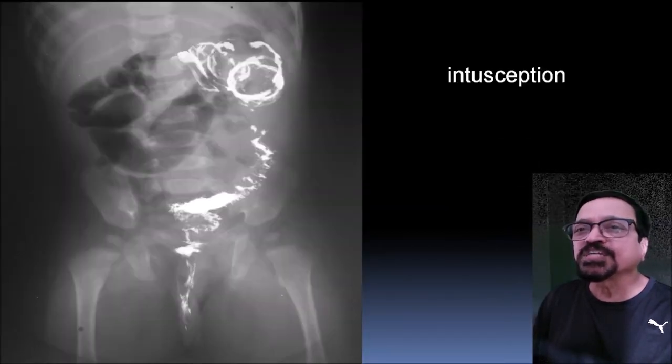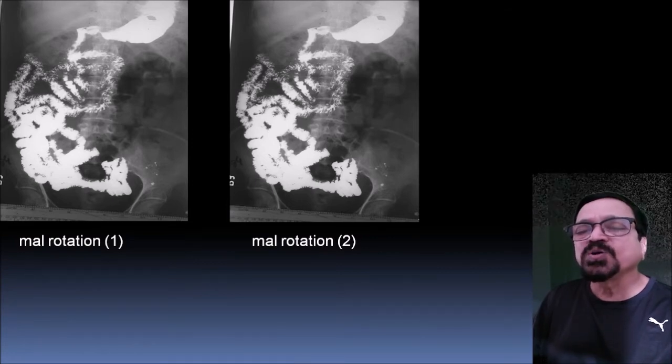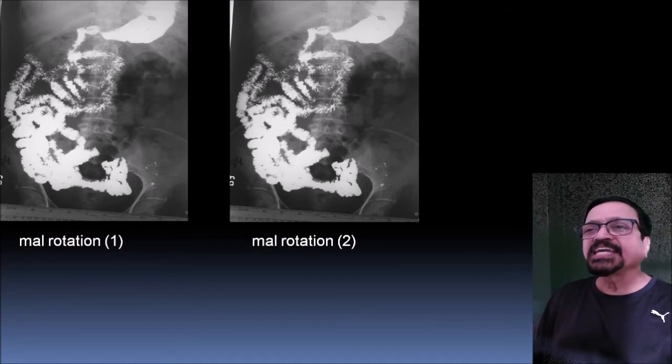This is a case of intussusception. This has come in the discussion, so we are showing it. Now this is a malrotation. You are seeing it, there is no dilatation of the second part of the duodenum, so there is no band of Ladd. And what we are seeing here is the total malrotation.